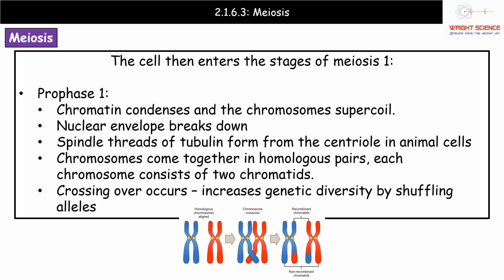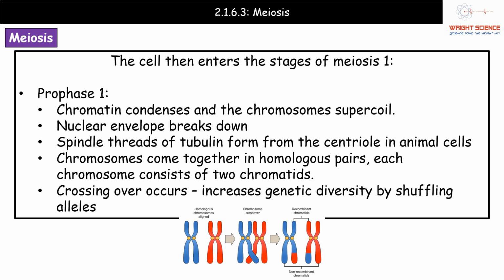So meiosis 1, first bit, prophase 1. Now in prophase 1, we've got our chromatin condensing and chromosomes supercoiling. That nuclear envelope is going to break down. Those spindle threads of tubulin form from the centriole in the animal cells, and we're then going to see these chromosomes coming together in their homologous pairs. And remember, each chromosome is made up of those 2 sister chromatids.